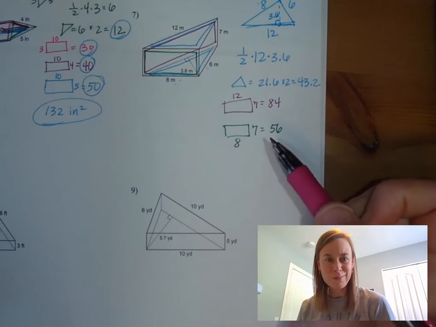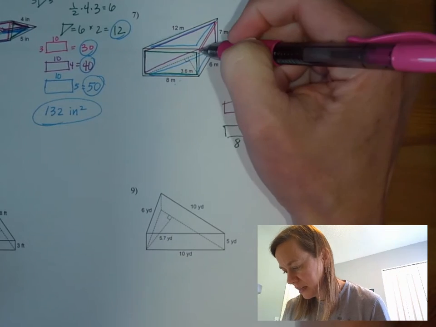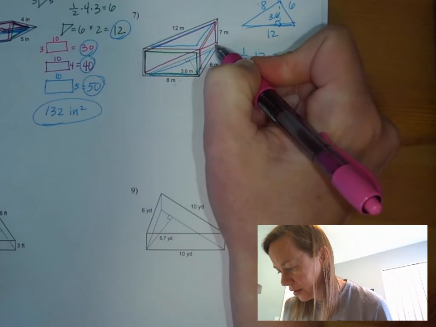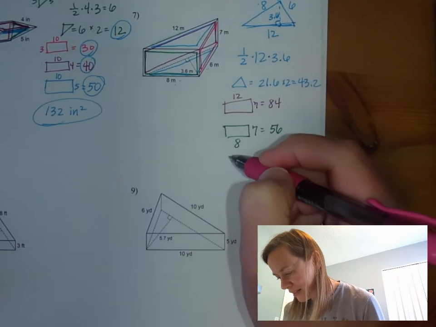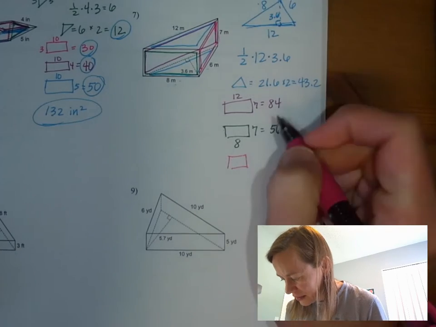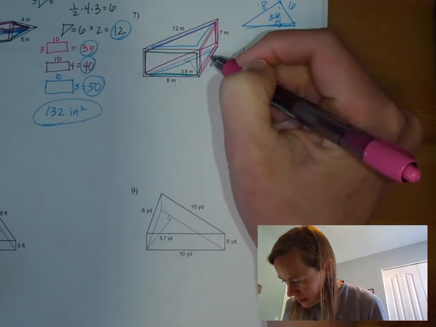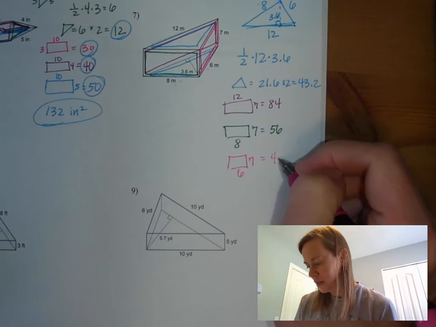Okay, one more side left to do. This one over here, because we have not done it yet. Sometimes the hardest part is just keeping track of what you've already done. So try to get people not to interrupt you while you're doing these problems. That definitely makes it easier. So the height there is 7, and then this dimension along here is 6, and 6 times 7 equals 42.